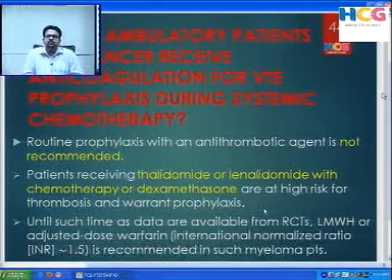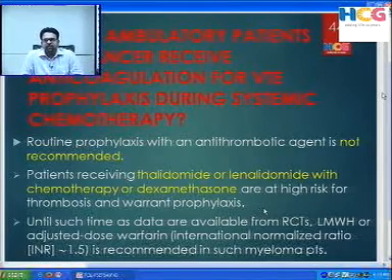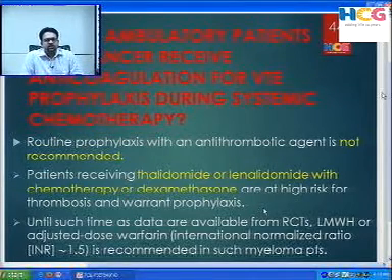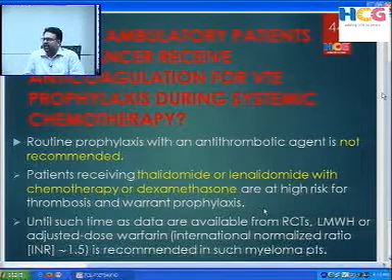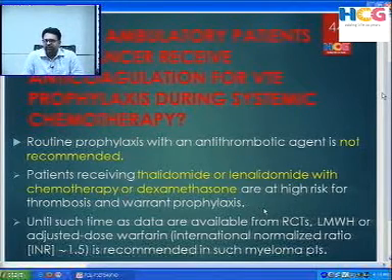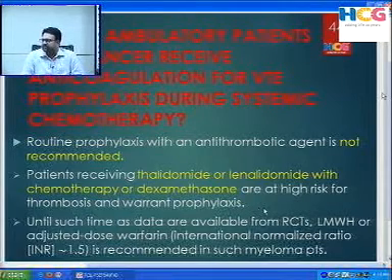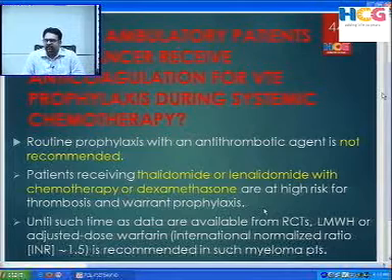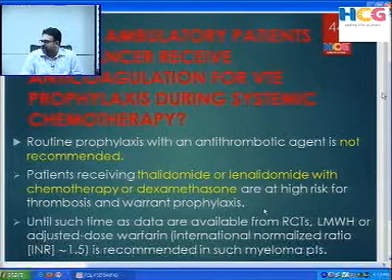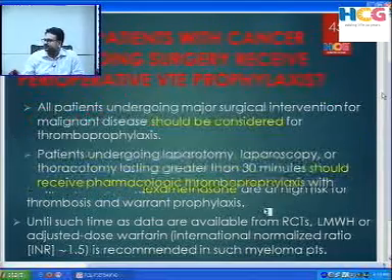The second question is, should ambulatory patient with cancer receive anticoagulation for venous thromboembolism prophylaxis during the chemotherapy? The answer is routine prophylaxis with an antithrombotic agent is not recommended, and the patient receiving thalidomide group of drugs or dexamethasone are at a high risk of thrombosis as seen in the previous slides, and that warrant prophylaxis. So we can go ahead with low molecular weight heparin or adjusted dose of warfarin in such patients.